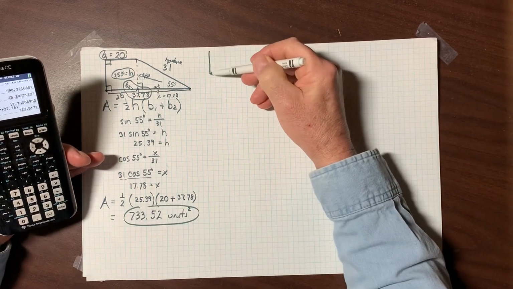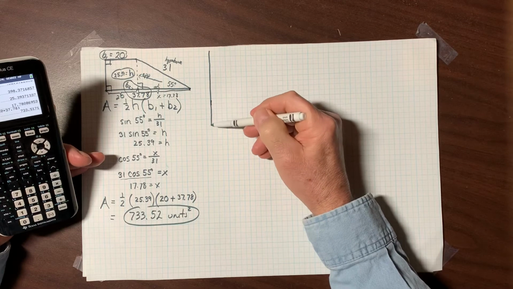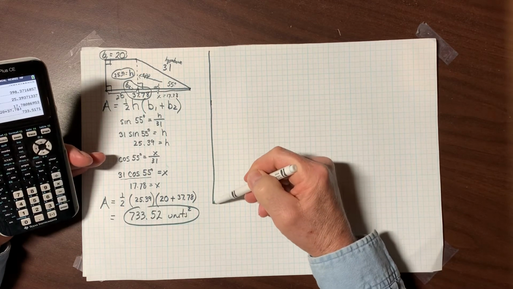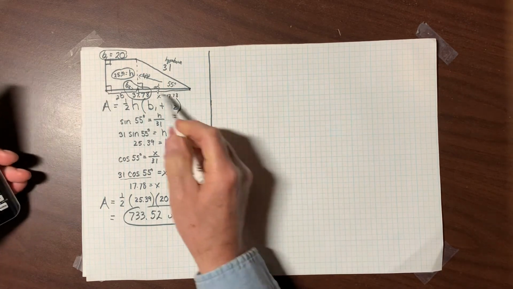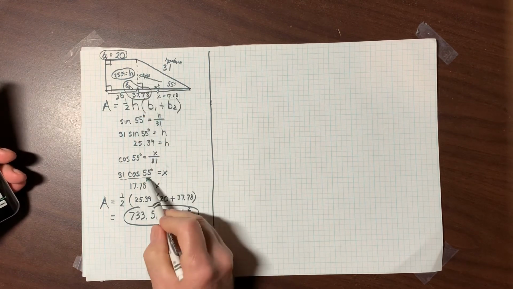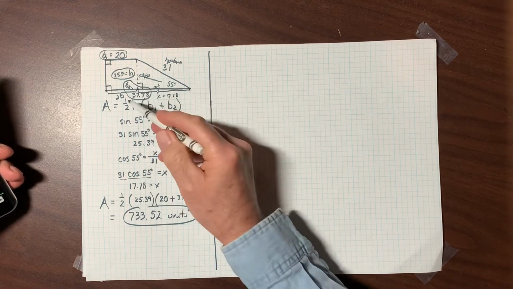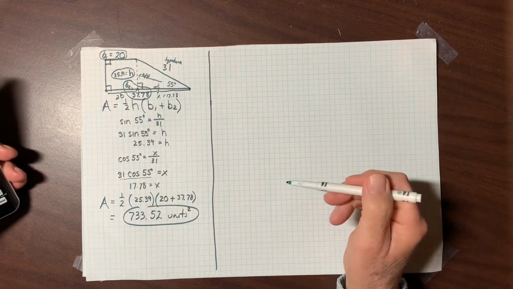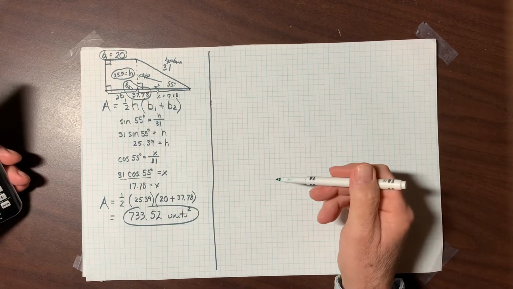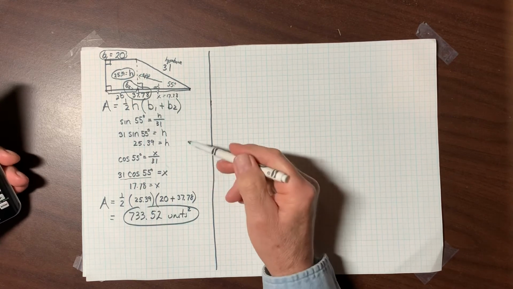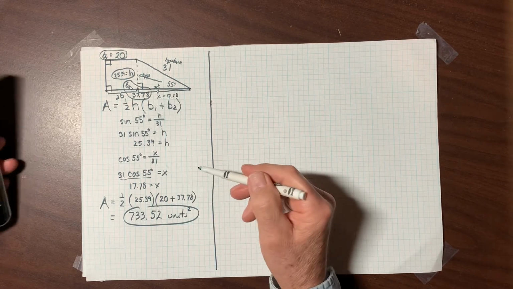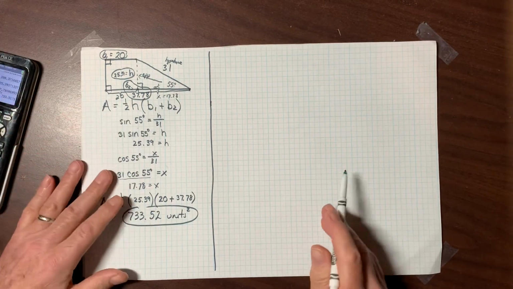All right. Now that was an involved problem. We had to make a little sine relationship to find the height. We had to do a little cosine relationship to find the length of this side. And then we added it to the 20 to get the entire bottom base. So it's a little involved. Had a couple different steps to it, but you guys can do that. I'm sure that you can do that. Let's do another one.